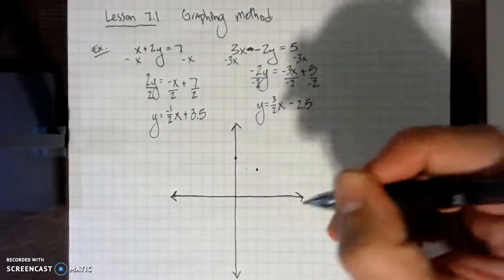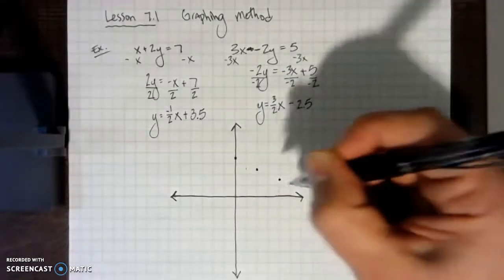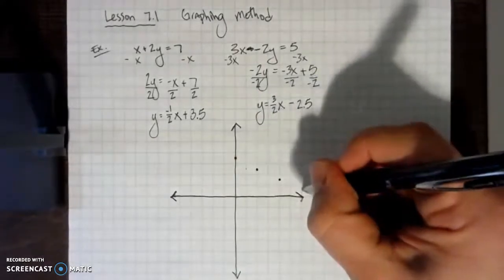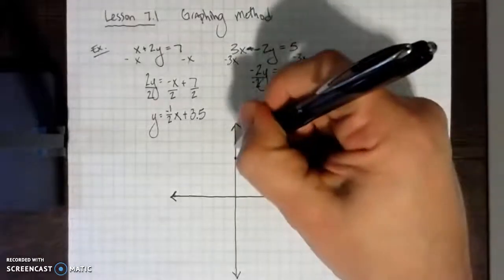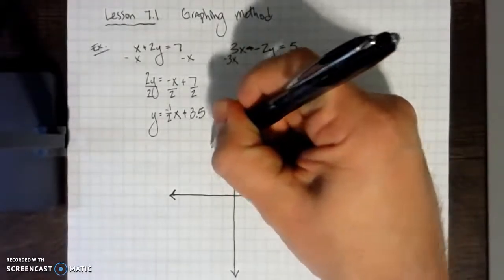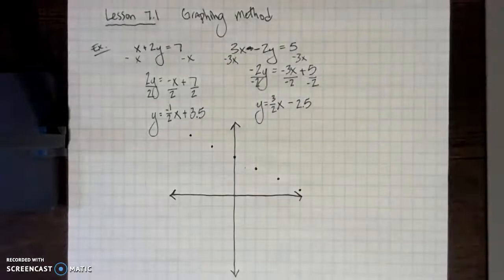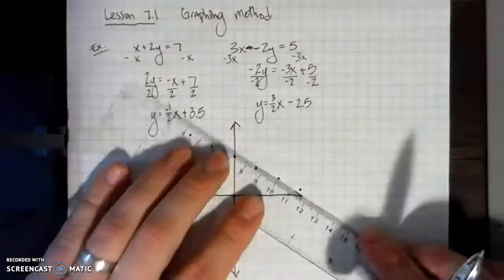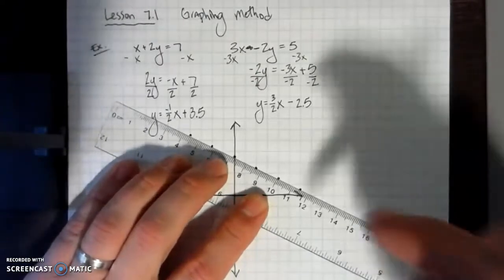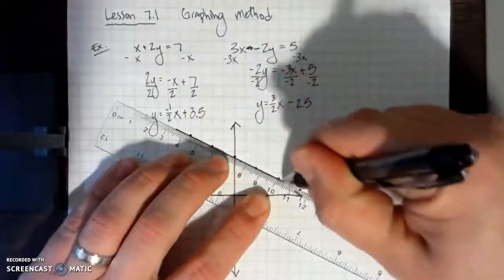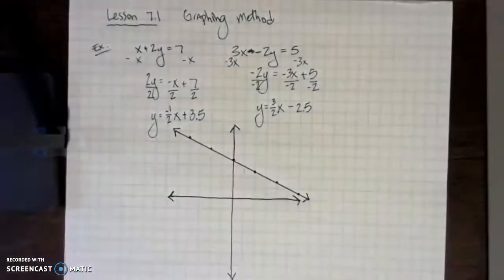We want to make sure to be as precise as possible when we do this. And we also want to try and plot as many points as we can as we go through this so that we can get an accurate line. So I can go down 1 to the right 2, or I can go up 1 to the left 2. Alright, so I take my straight edge and draw a line through those points. Okay, so there's my first line.